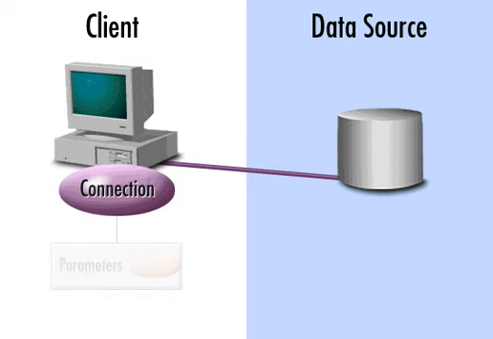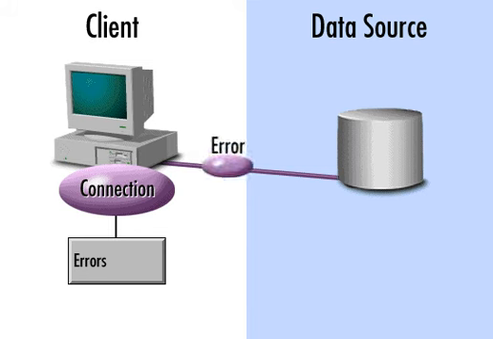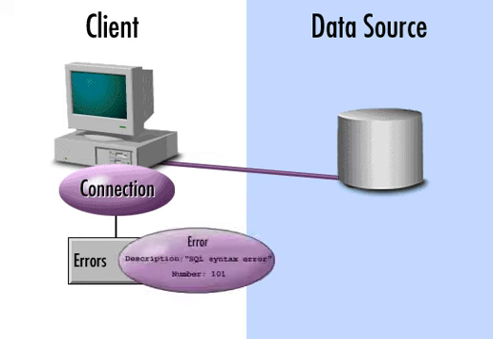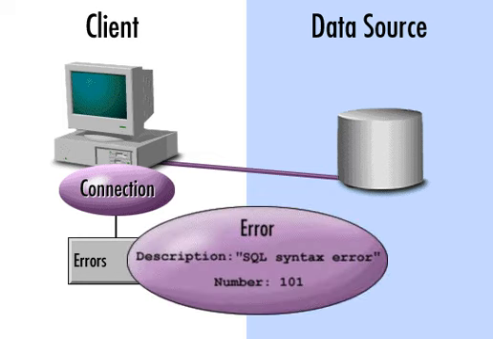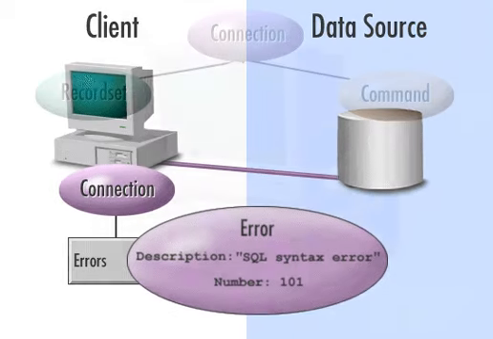Any operation involving ADO objects can generate one or more errors. If an error occurs, an error object is created and placed in the errors collection. This collection is always associated with a connection object. After an ADO operation, the application can check for any errors by iterating through the errors collection. An individual error object can be interrogated by accessing its description and number properties.